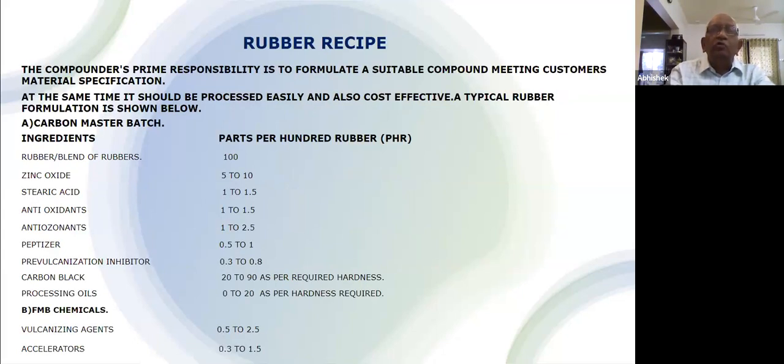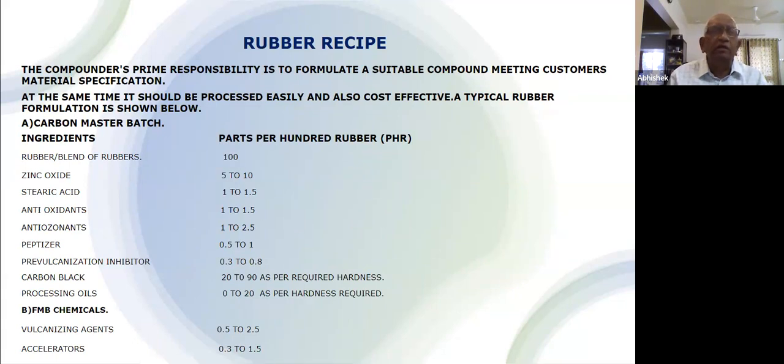Okay, now let us go to the rubber recipe or rubber formulation. The compounder's prime responsibility: when you say a compounder, for example, I am a compounder in my company, you have to have a lot of knowledge about whatever I just explained about the rubber, the formulation, the end use, and the customer specification. Then only it is possible. Apart from that, you should also know at what cost the product needs to be sold, and based on that, you have to formulate a compound.